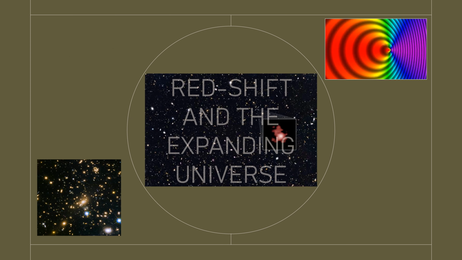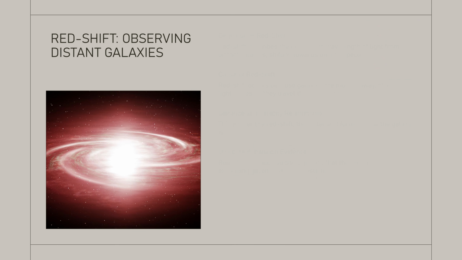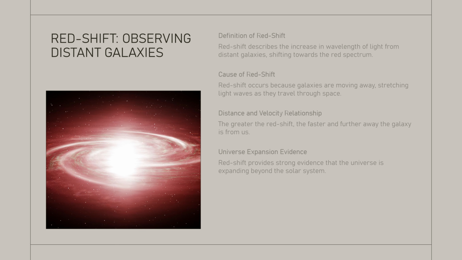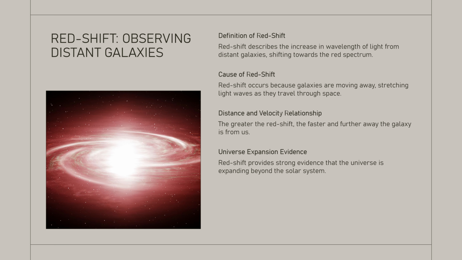Redshift is the stretching of light waves to longer, redder wavelengths as objects move away from us. It provides key proof that the universe is expanding, showing that more distant galaxies have a greater redshift and move away faster. Redshift refers to the way light from distant galaxies shifts towards the red end of the spectrum. This shift happens because these galaxies are moving away from us. Redshift is important evidence that the universe is expanding, supporting the Big Bang theory.